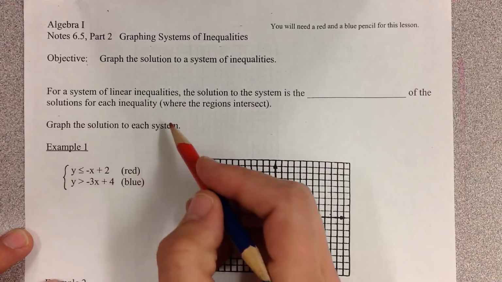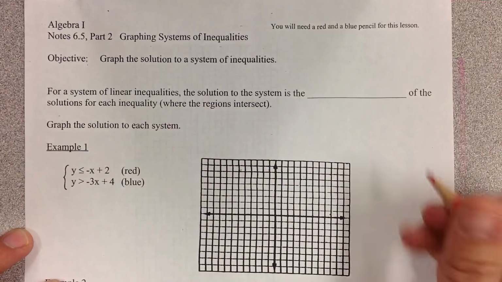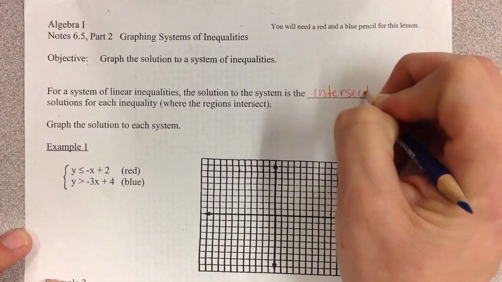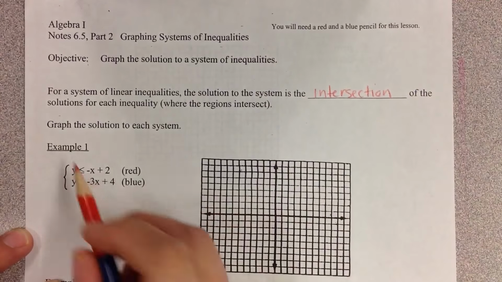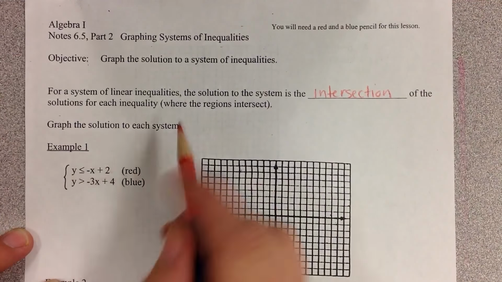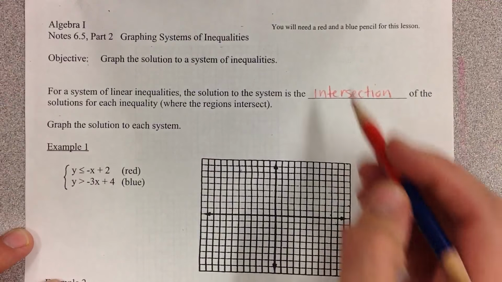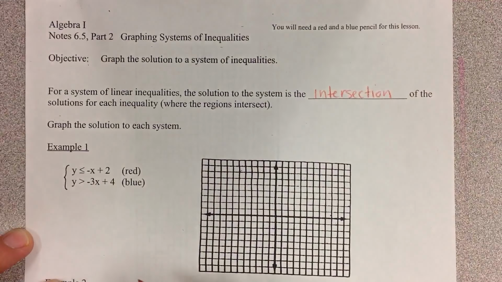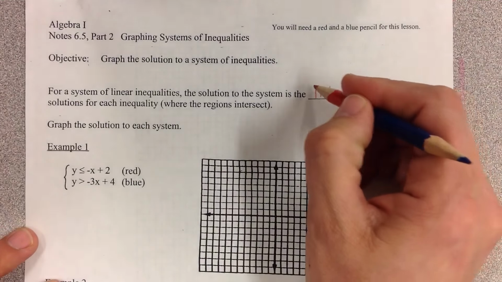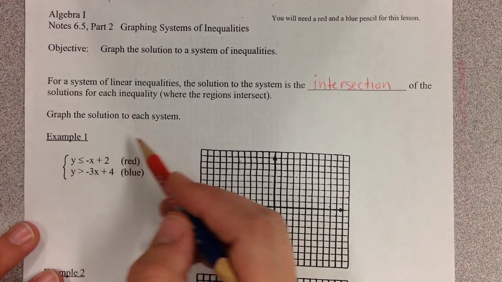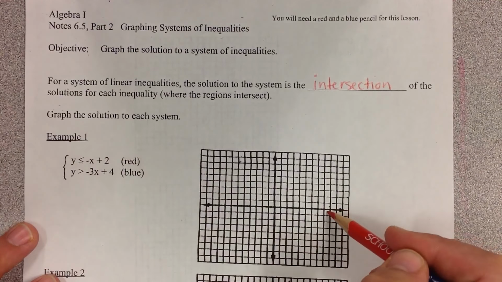For a system of linear inequalities, the solution to the system is the intersection of the solutions for each inequality, where the regions or the half planes intersect. So make sure that you have a red and a blue pencil for this lesson so we can see the two different inequalities and the intersection of their half planes more easily. So basically we're going to graph the two inequalities on one graph.